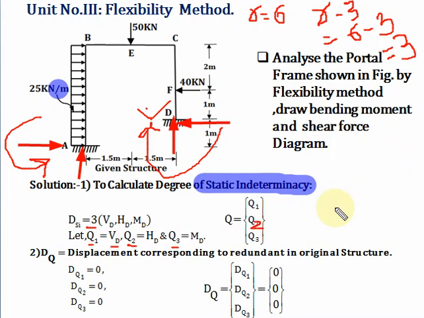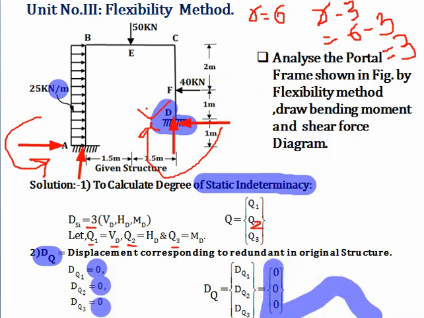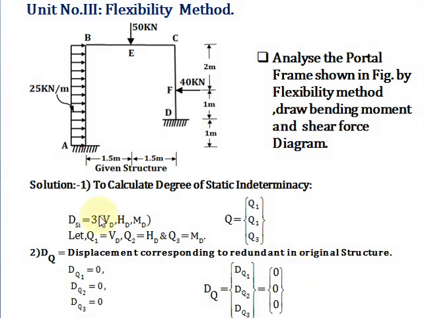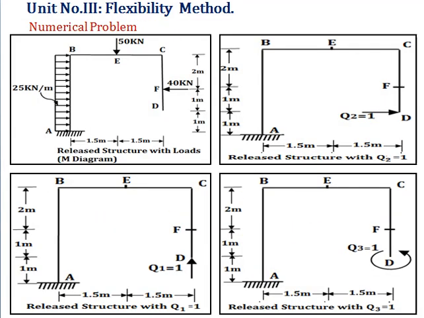Okay. So after finding out the static indeterminacy and selecting the redundant forces, the next step is to find out the displacement corresponding to redundant in the original structure, that is DQ. Now here we have considered support D as the redundant support, and there are 3 reactions. At that support no spring support is provided, and also the sinking of support D is not given. So the DQ matrix, DQ1, DQ2, and DQ3, will be equal to 0.